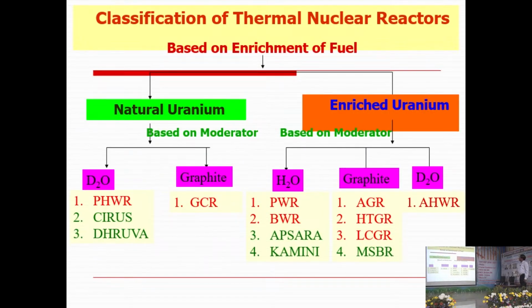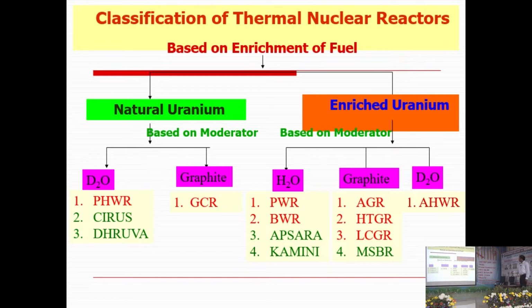The classification of thermal nuclear reactors based on enrichment of fuel. If I am using natural uranium, then based on the moderator we have to use only heavy water. When I am using natural uranium, that is called PHWR. And we have 2 types of research reactors, Cirus, of course that is already decommissioned, and we have Dhruva, which is still running in our BARC campus itself, where it is used for the generation of different isotopes. When I am using natural uranium, we can also use graphite as a moderator, that is called gas cooled reactors, but now no one is using this, because of some advancement.